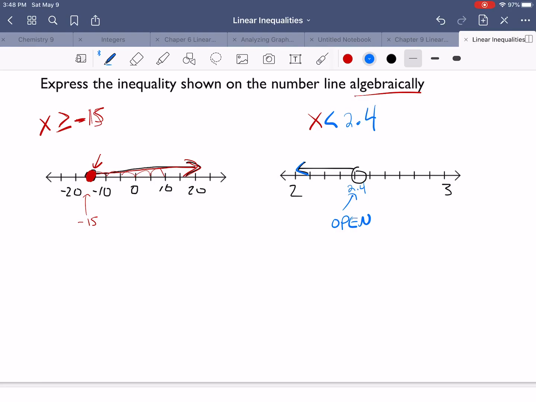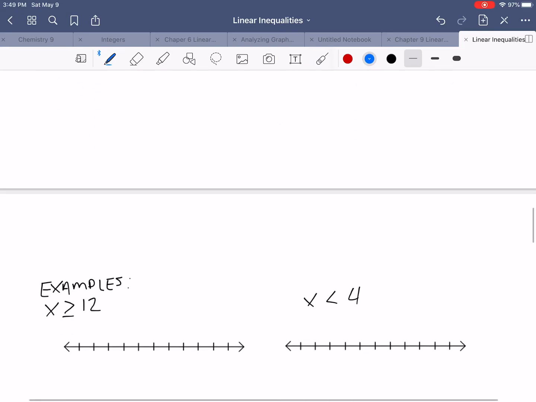And so we know that back here is going to be 1 and 0, and that's why it's getting smaller. So that's what that means, is that the graph is pointing towards the smaller side. It's getting smaller. It's less than 2.4.